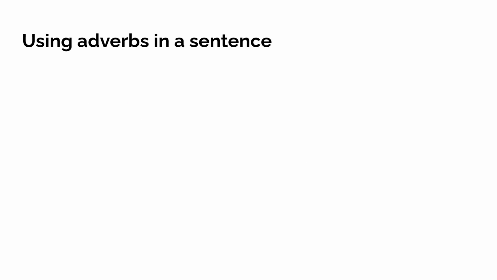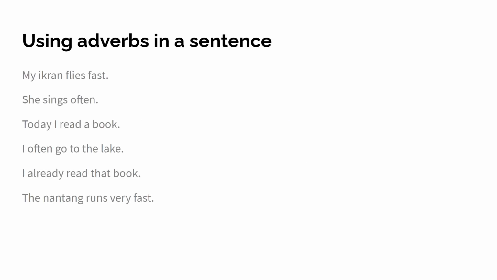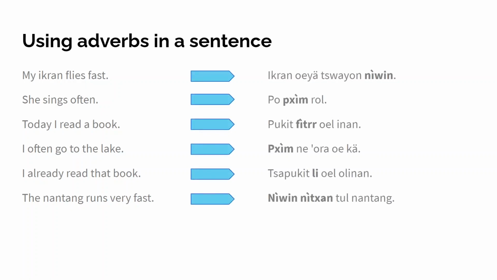So, how to use them in a sentence in Niwotx? Here are some English sentences, and here what they become in Niwotx. My ikran flies fast. Ikran weje twajon newin. She sings often. Pop im roll. Today I read a book. Pukit fitr well inan. I often go to the lake. Im ne ora oege. I already read that book. Zapukit li well olinan. The nantang runs very fast. Newin nit an to a nantang.